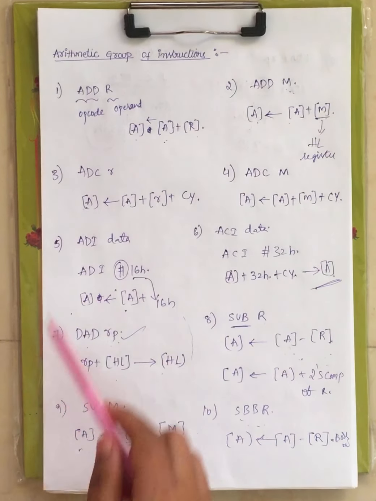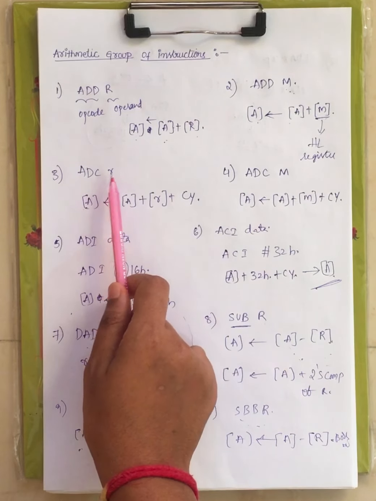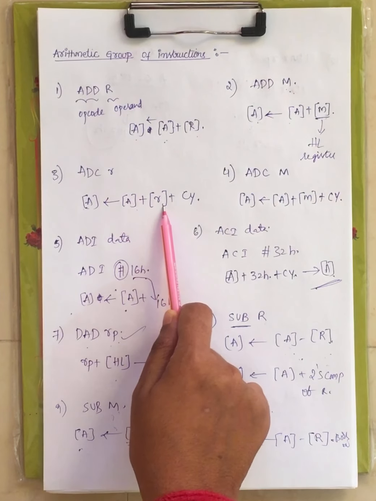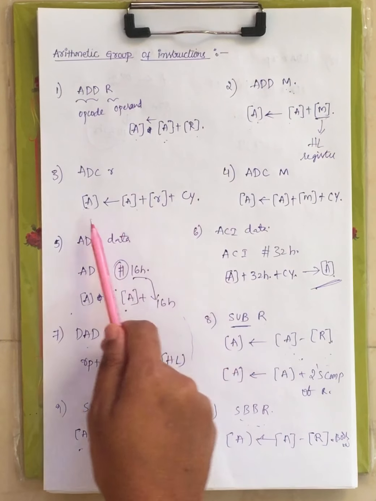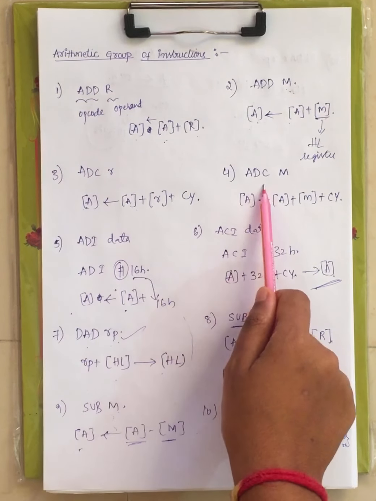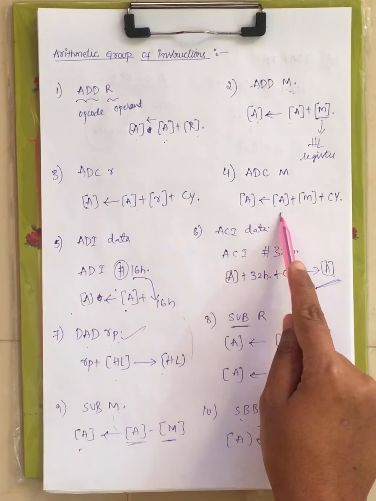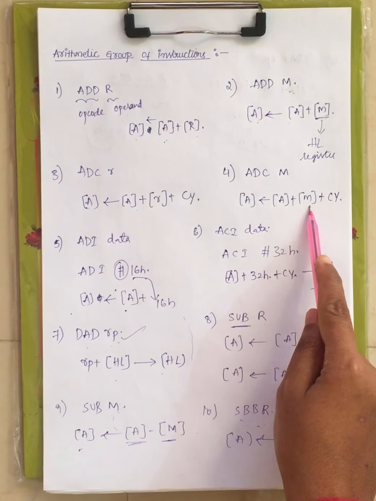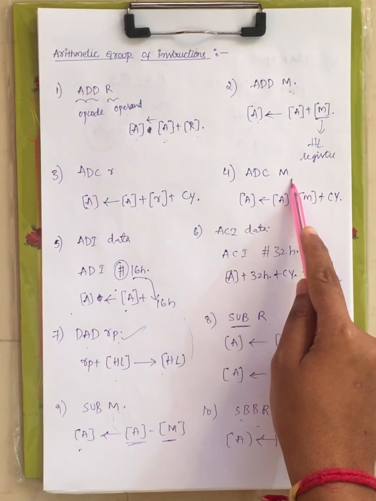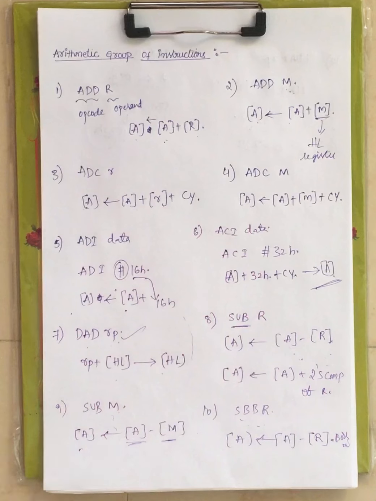Now coming to the third one, ADC R, add with carry. ADC R indicates add with carry, right? You are adding the contents of the accumulator with the contents of register R which is specified within the instruction along with carry, and the result is stored in A itself, right? Now coming to the fourth instruction, ADC M, right? You are adding the contents of the accumulator with the contents of the memory location that is pointed by the HL register pair, along with carry, and the result is stored in A itself, right?